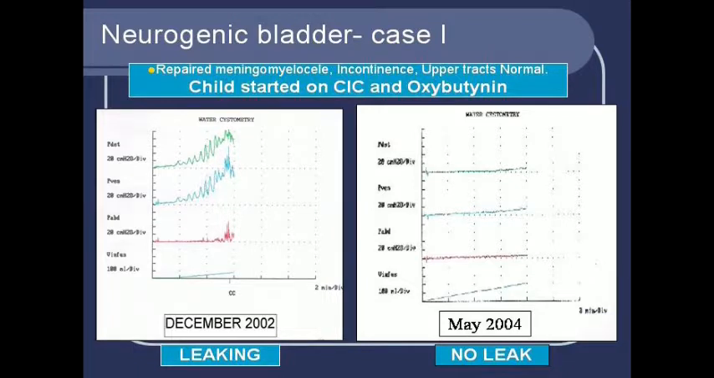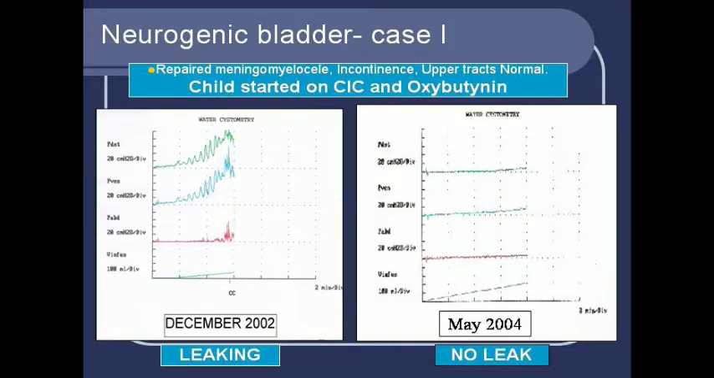Now just a few case reports will give you a better understanding of what is happening. Just to give you illustrative case examples, maybe just two per condition. Repaired meningomyelocele coming with incontinence, upper tracts are normal. This is the graph I showed you earlier. This child is leaking, and this is the pressure.